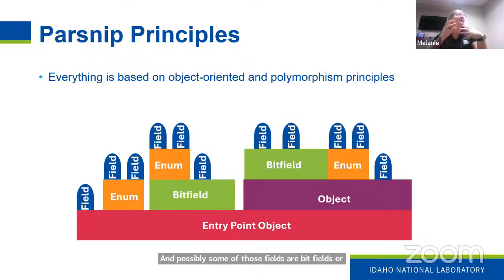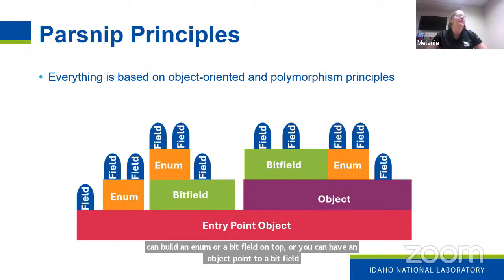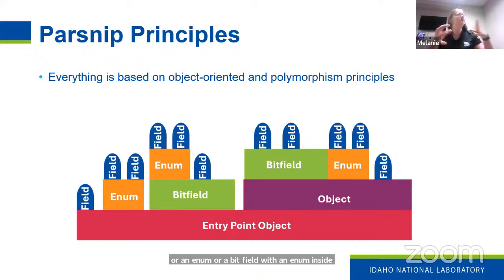You can build an enum or a bit field on top, or you can have an object point to a bit field or an enum or a bit field with an enum inside. So this kind of building block structure is designed to illustrate what can and can't stack on top of each other in Parsnip. And then at the bottom, you'll see the entry point object.